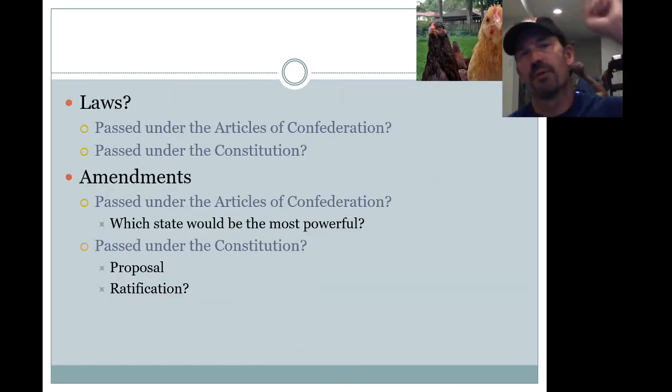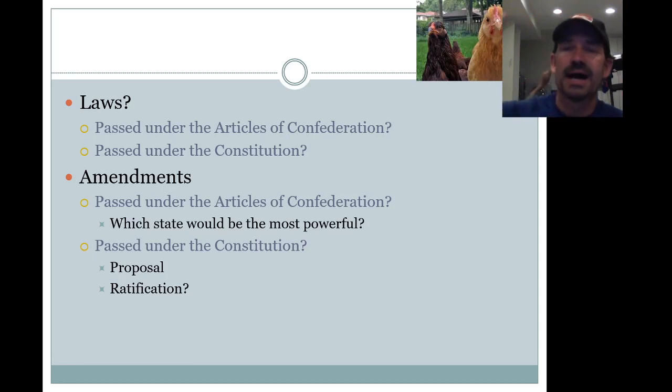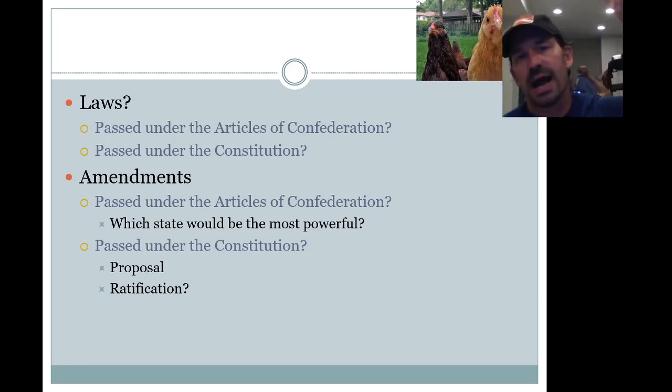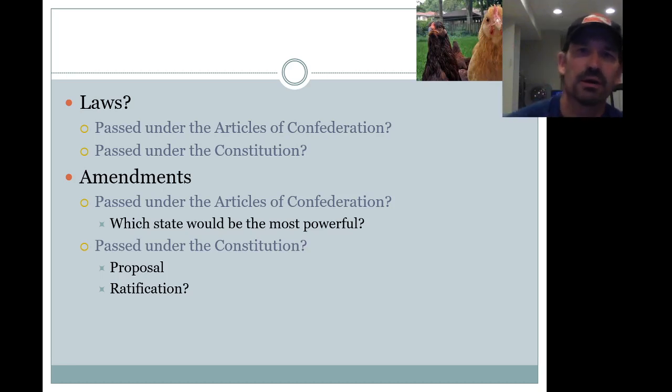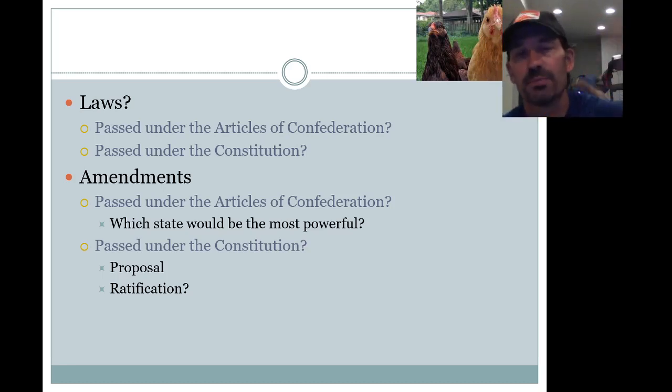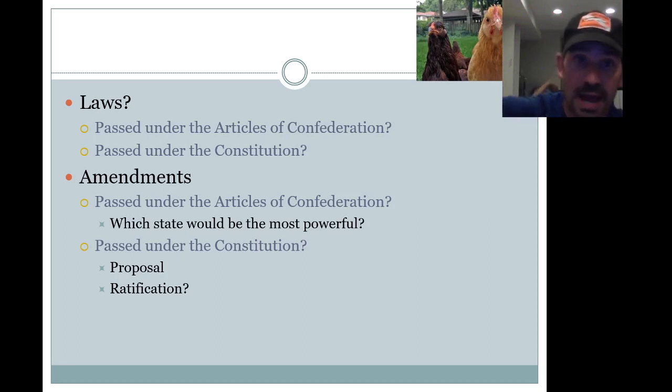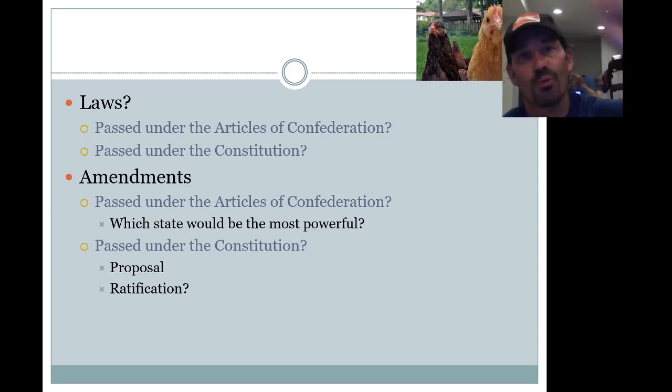Okay. Review time. Laws. How were they passed under the Articles of Confederation? How were they passed under the Constitution? Amendments. How were they passed under the Articles of Confederation? Which state would be the most powerful under the Articles? Not now. How are they passed under the Constitution? What is a proposal? What is a ratification? What does it take to propose an amendment? What does it take to ratify an amendment?